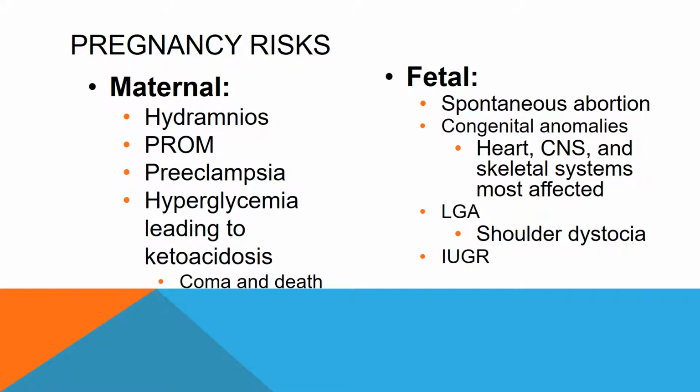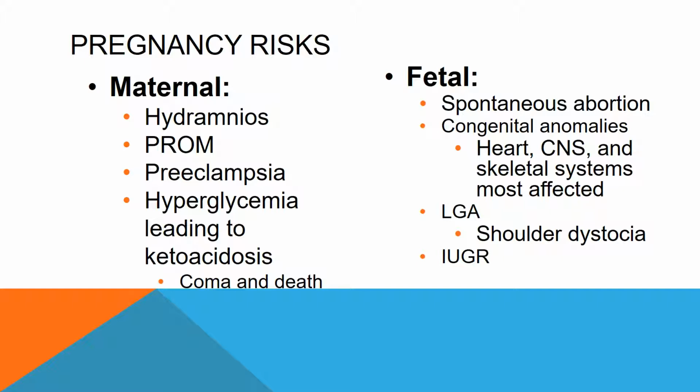A pregnant woman is put at a higher risk of complications when affected by diabetes. Maternal risks include hydramnios, an increase in the volume of amniotic fluid. It is associated with excessive fetal urination because of fetal hyperglycemia. Premature rupture of membranes may occasionally be a problem with hydramnios. Preeclampsia occurs more often in diabetic pregnancies, especially when vascular damage already exists. Hyperglycemia due to insufficient amounts of insulin can lead to ketoacidosis. Ketoacidosis develops slowly, but if untreated can lead to coma and/or death for mother and fetus.